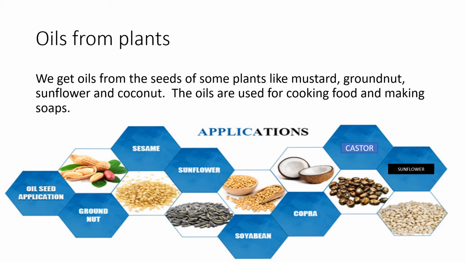Alright. So these are the seeds that you use for getting oil. Now let us read the spellings of the textual words. M-U-S-T-A-R-D, mustard. Mustard is rye.